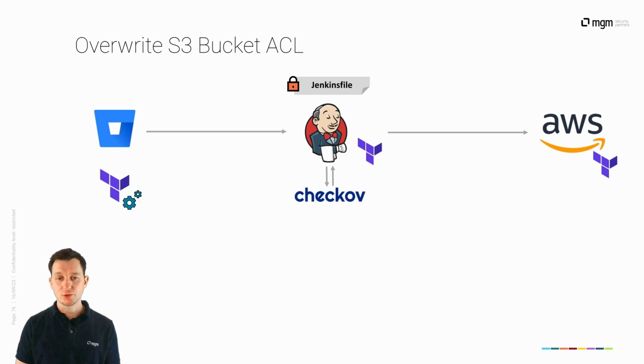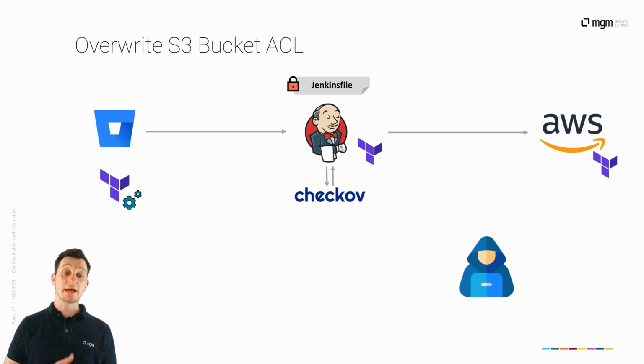So what could an adversary, an attacker, do? Let's assume that this attacker was able to become part of the group that has write access to this repository and can change the Terraform configuration, but it needs the Checkov check. What the adversary cannot do is override that the Checkov check is taking place, because the Jenkinsfile is protected here. So what could an adversary do?